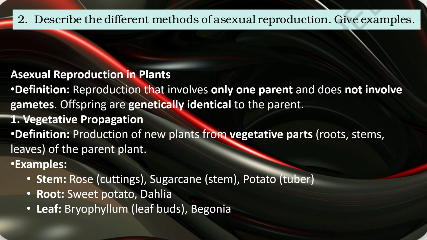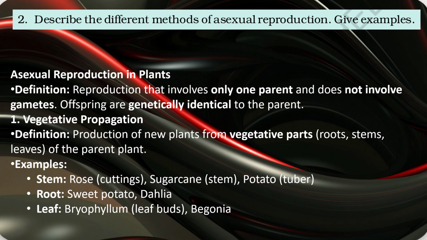2. Describe the different methods of asexual reproduction. Give examples. Asexual reproduction in plants. Definition: reproduction that involves only one parent and does not involve gametes. Offspring are genetically identical to the parent. 1. Vegetative propagation. Definition: production of new plants from vegetative parts, roots, stems, leaves of the parent plant.